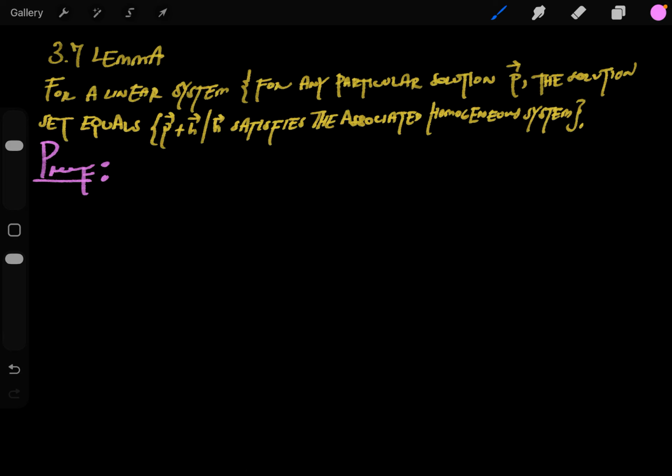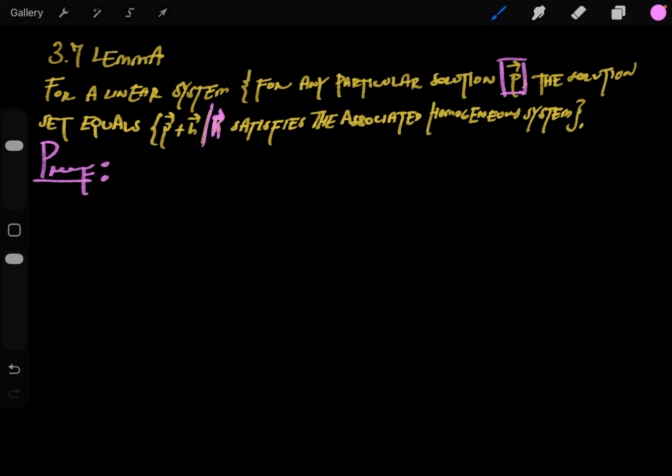Okay, so now we're going to prove Lemma 3.7: for a linear system and for any particular solution vector p, the solution set equals p plus a homogeneous solution, that is, p plus h, such that this vector h satisfies the associated homogeneous system.